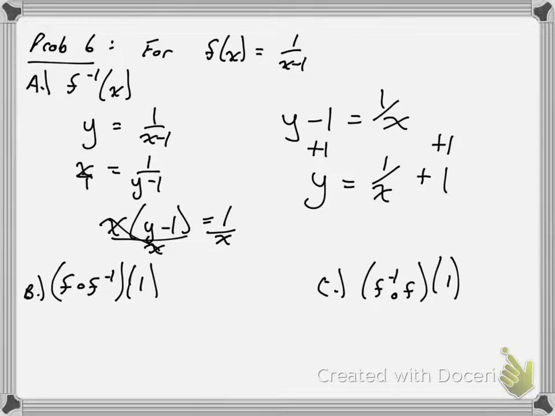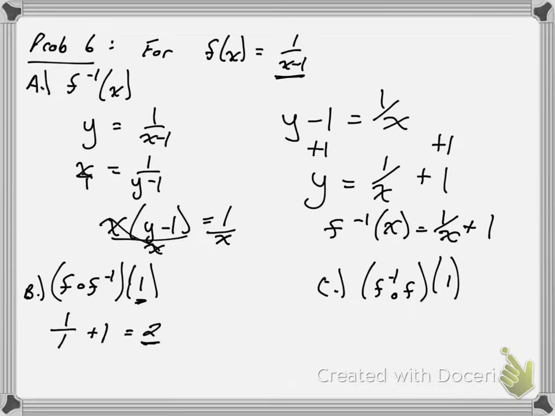Now, what's f following f inverse of 1? Well, my original equation, again, was this. My f inverse, remember, this would have been the right way to write it. Okay, so my f following f inverse of 1, I'm going to take 1 and plug it into my inverse first. So 1 over 1 plus 1 gives me 2. Now I'm going to take that 2 and plug it into my f. So 1 over 2 minus 1, which gives me 1.